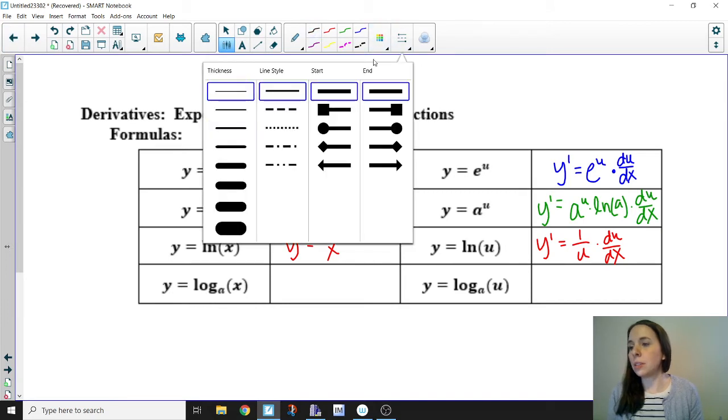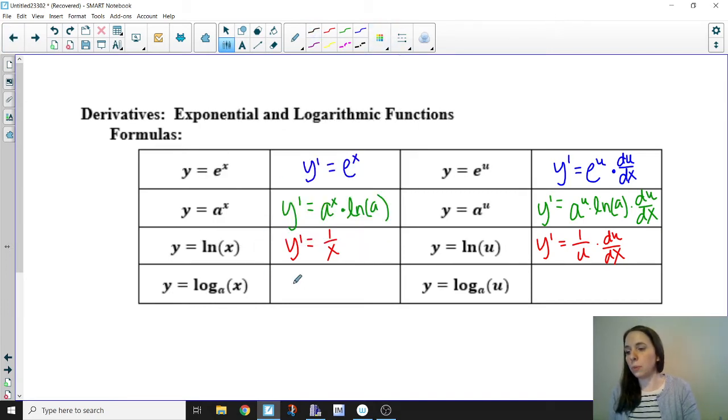I'm going to be honest, I don't think that one's super cool, kind of annoying at times, but it is what it is. Again, it is 1 over x times the ln of a. Or in u form, it is 1 over u ln of a times du dx.